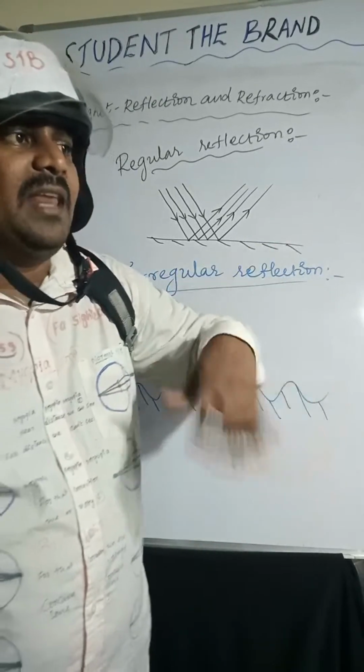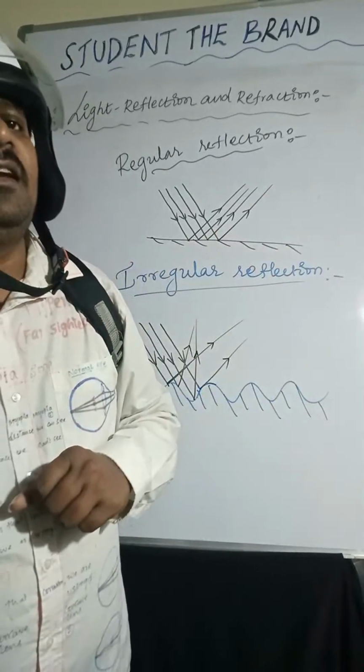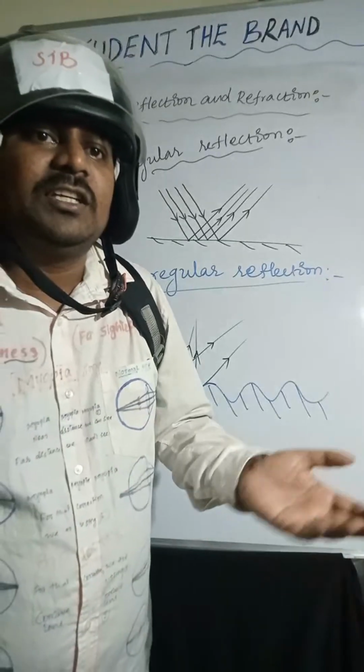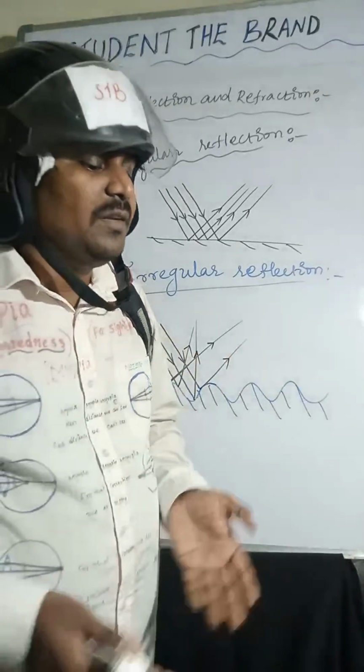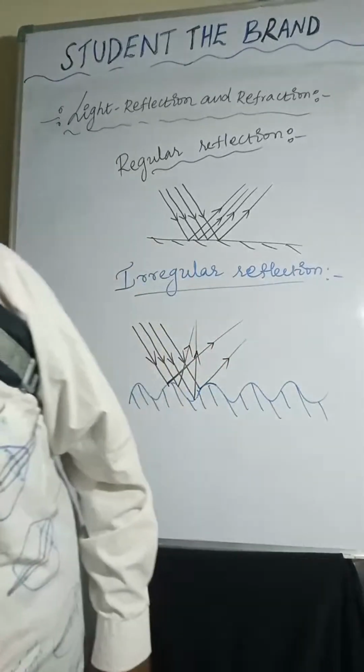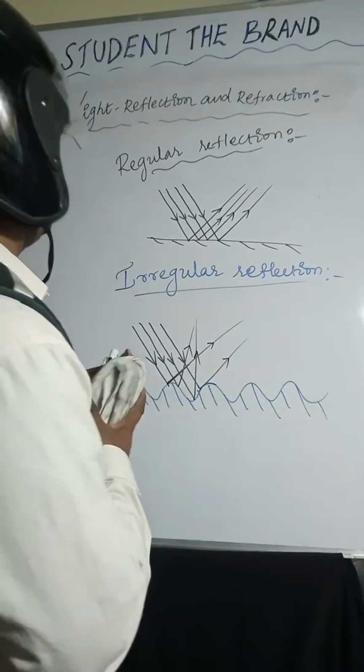Incident light rays are parallel and reflected light rays are also parallel to each other. So that type of reflection is called regular reflection. Now we'll discuss one more topic.